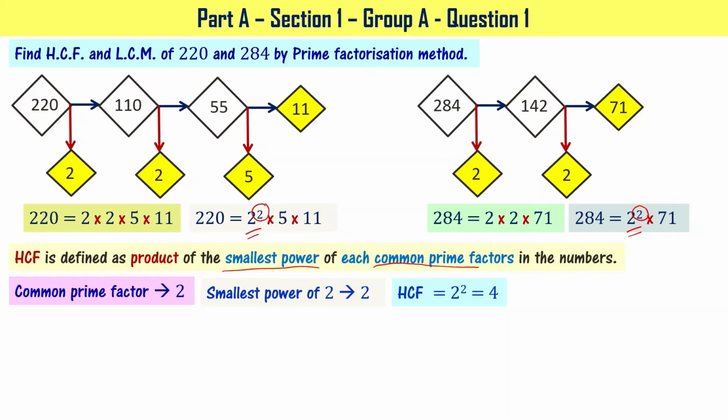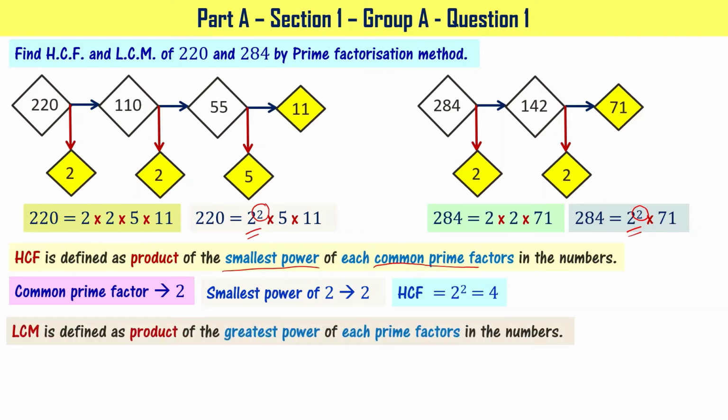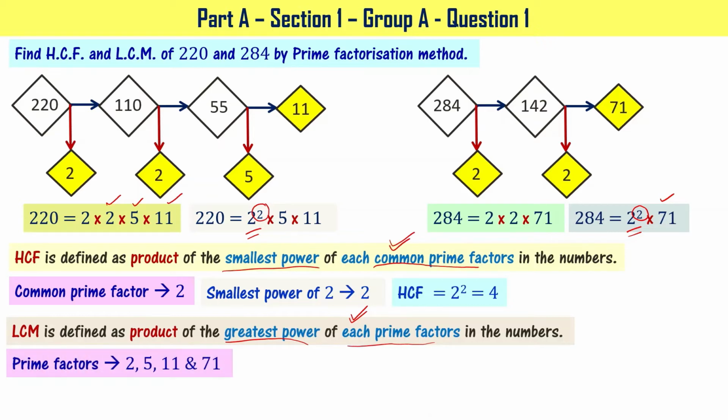Now let's see what is LCM. LCM is defined as the product of the greatest power, please note this, of each prime factor. Here for HCF it was said common prime factors, whereas here for LCM it is said each prime factor. It means you would be taking 2, 5, 11 and 71. These are all the prime factors, right? So you have 2, 5, 11 and 71 and you have to now consider the greatest power.